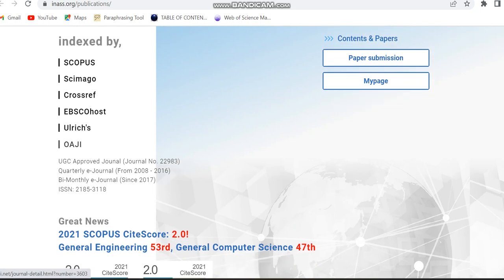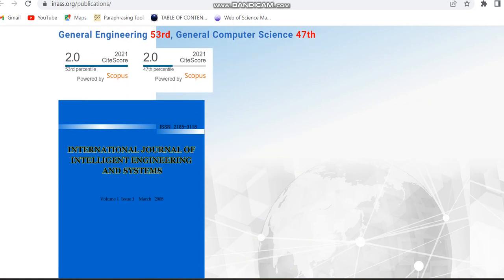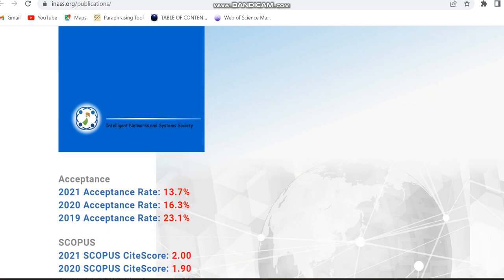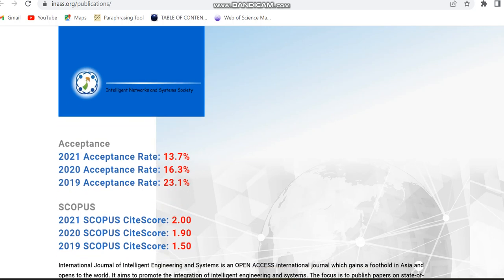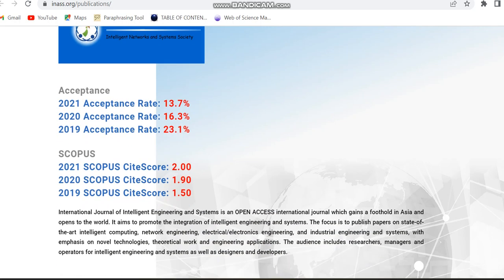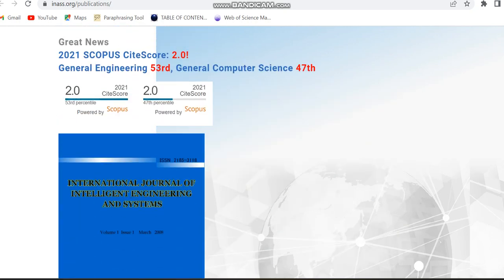From 2017, it is a bi-monthly journal, so it may have nearly 16 issues. The acceptance rate is also high when compared to the previous one. In 2019 it was 23.1, and in 2021 it is 13.7. The CiteScore has increased. It covers general engineering related subjects. Then we can have a look at this journal.